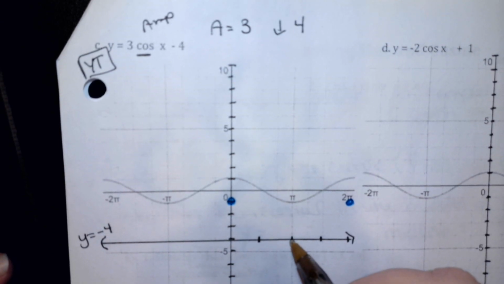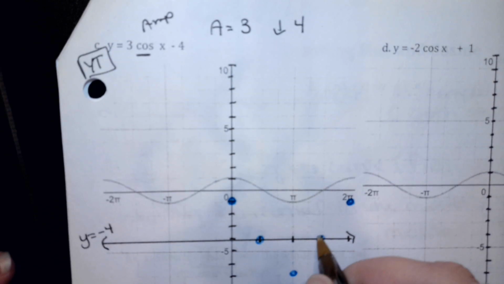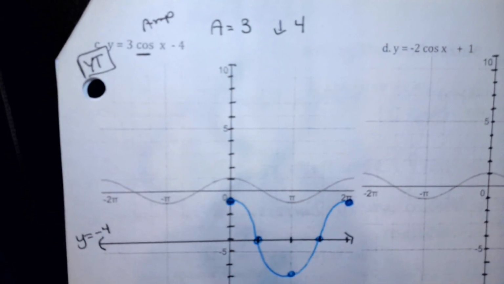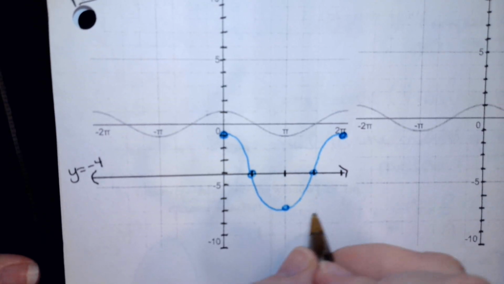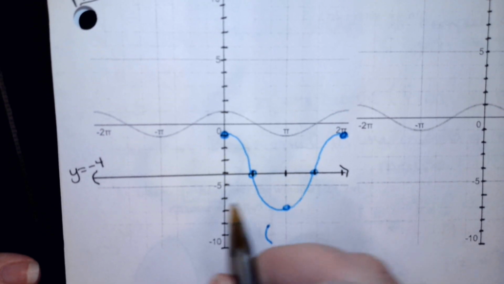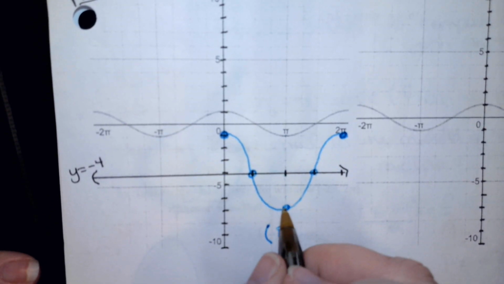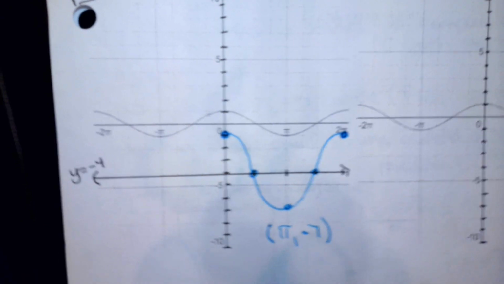Okay. Halfway is the minimum, so I'm going to count down 3 units from the midline. 1, 2, 3. And these 2 points right here are my crossover points. So if I were to ask you, what is the new minimum of that first cycle, you would come right here and you would say, well, that would be pi for your x, and then your y would be, let's see, that's -5, -6, -7, -7.